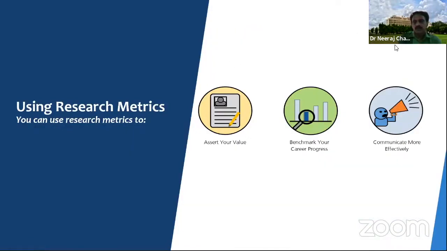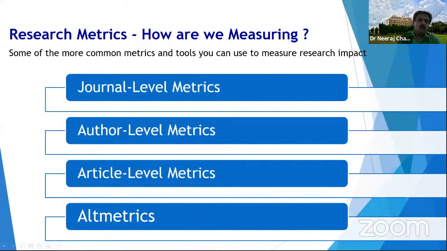Using research metrics, you can assert your value, benchmark your career progress, and communicate more effectively. Now, what are the research metrics which are available? Some of the more common metrics and tools you can use to measure your impact are, first, journal level metrics, second, author level metrics, third, article level metrics, and finally altmetrics. These are the four things which we will discuss during this lecture.